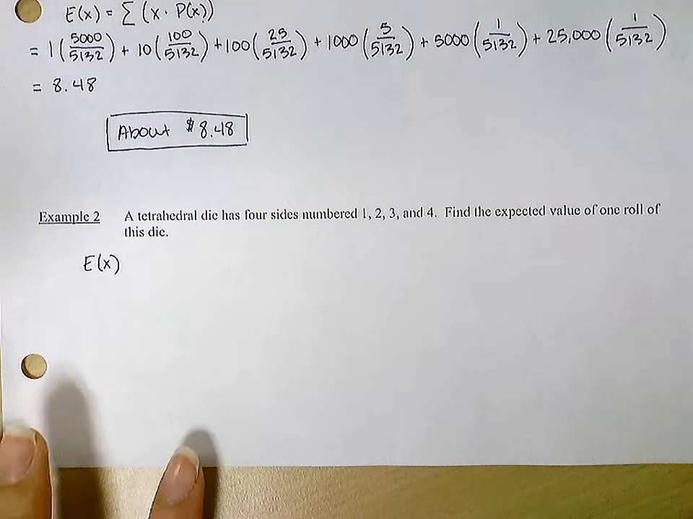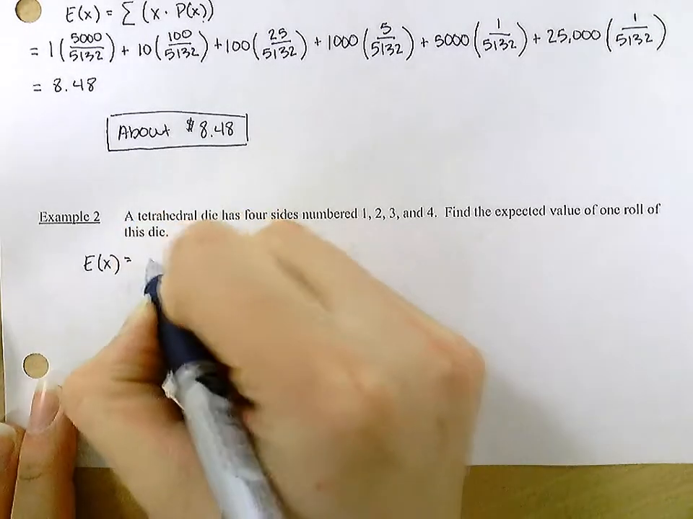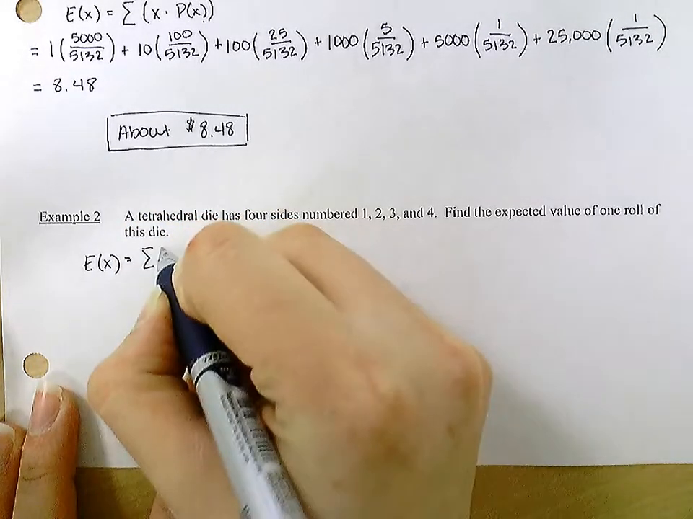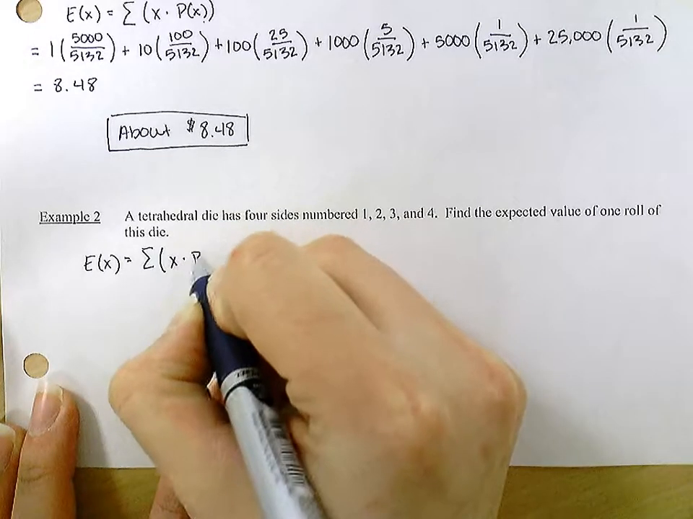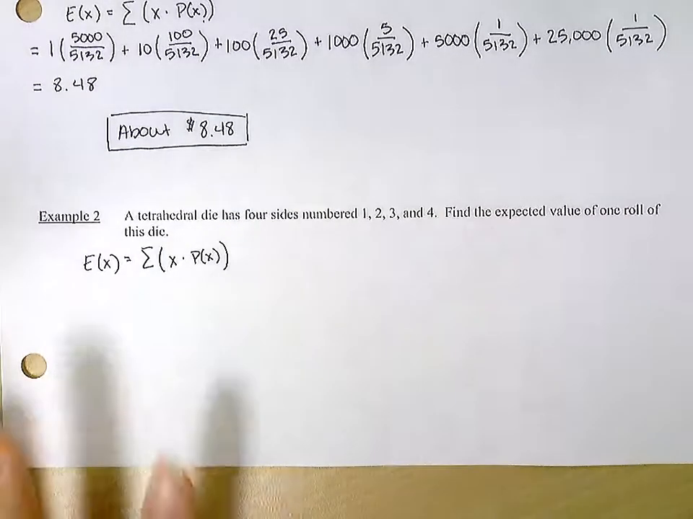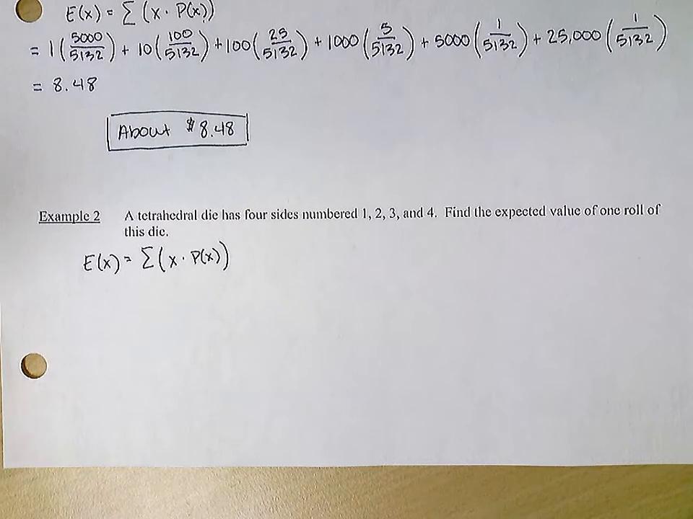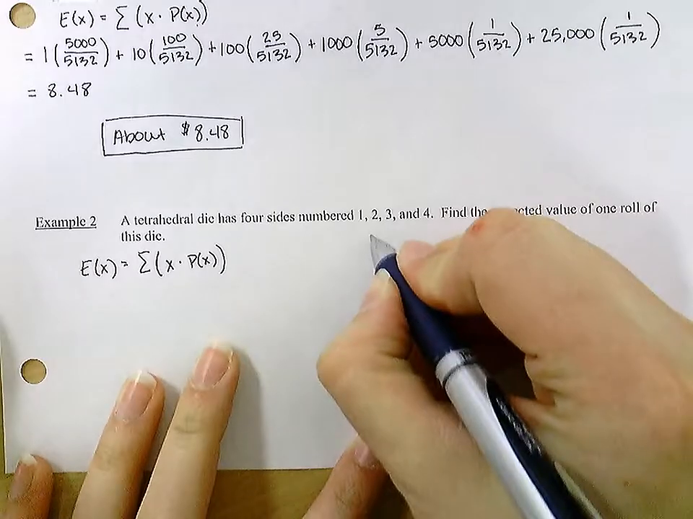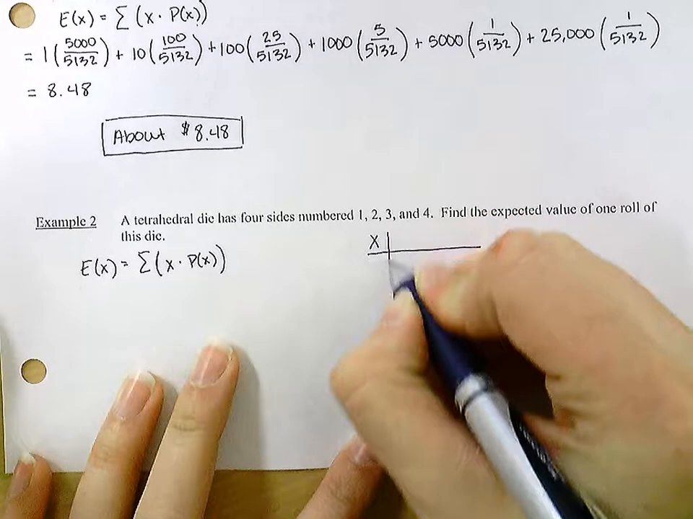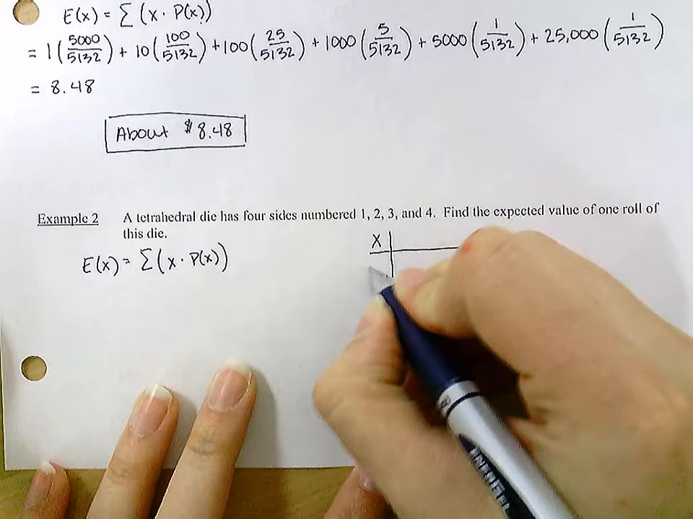Okay, so to find our expected value, again we're finding the sum of x times p of x. With this one, since it only has 4 sides, those are 4 x values, 1, 2, 3, and 4. If you need to, make a small chart here, so you know.